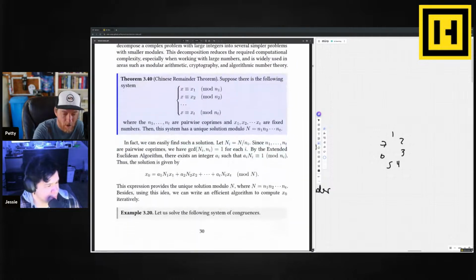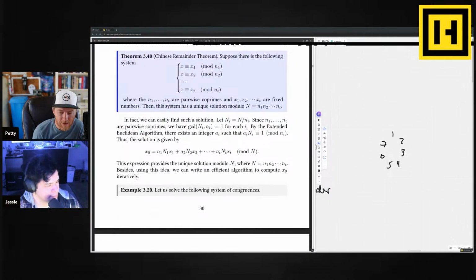What happened here? Suppose there's the following system: x congruent to x1 mod n1, x congruent to x2 mod n2, up to x congruent to xt mod nt, where n1 to nt are pairwise coprime, and x1 to xt are fixed numbers. Then this system has a unique solution modulo n, equal to the product of n1 to nt. In fact, we can easily find such a solution.